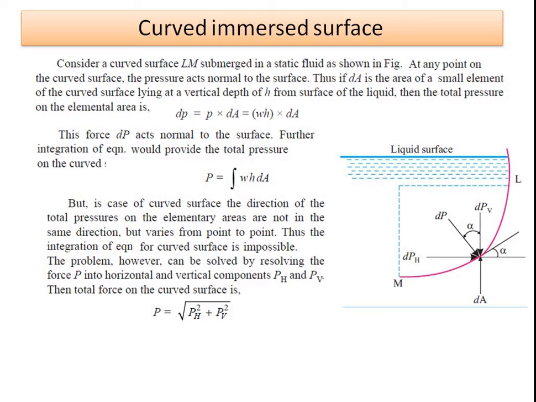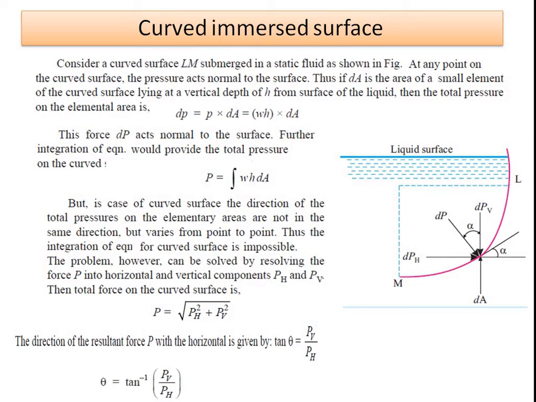Now, how to calculate the angle of inclination alpha? For that purpose, the direction of the resultant force P with the horizontal is given by the equation tan theta equals PV by PH. Therefore, theta can be calculated as tan inverse of PV by PH. By this, it is possible for us to get the value of PV by PH.